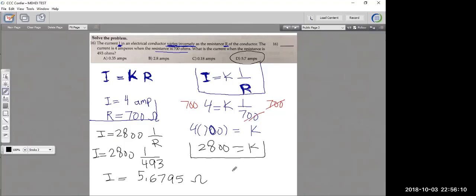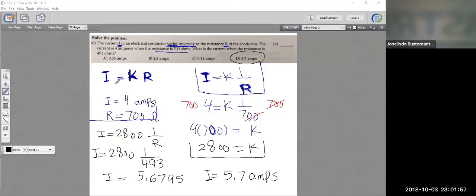D says I is equal to 5.7. Did I say ohm here? It says amps. Okay, so ohms is the unit for the resistance, and amps is the unit for current. So let's fix that here. The unit of current is amps, and the unit of resistance is ohms. So there it is. The current must be equal to 5.7 amps, and that would be D.